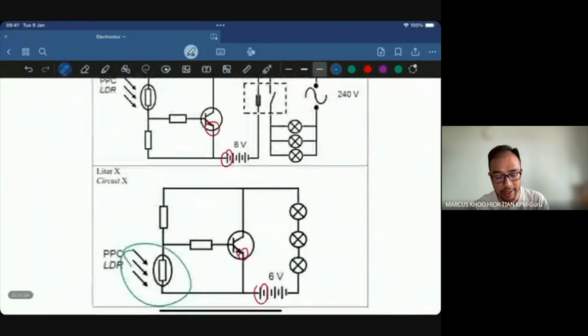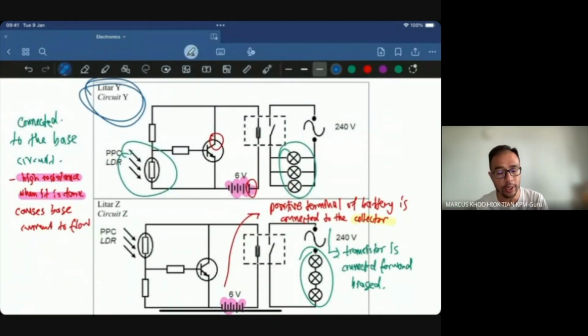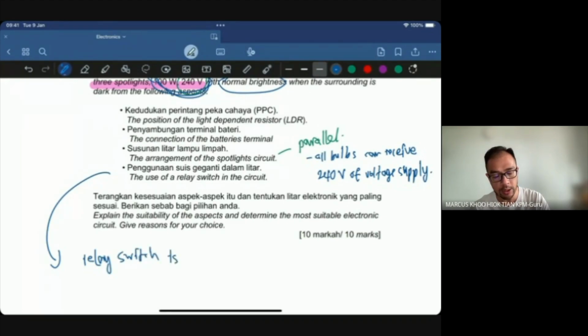All right, the use of a relay switch in the circuit. If you actually take a look, there's only one that doesn't have. But at this point, you already have three and you are already looking at circuit Y, so it must be used. So the answer for this would be relay switch is used.